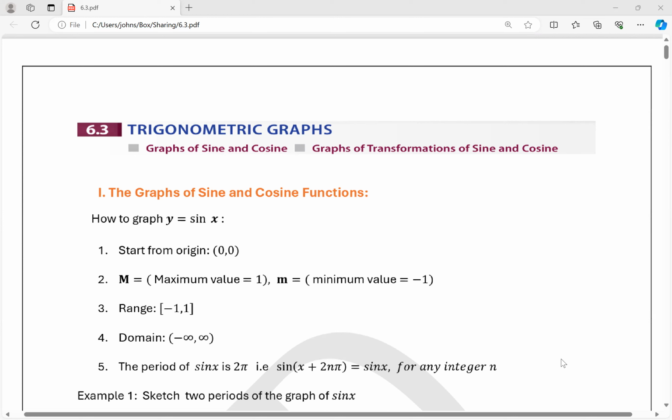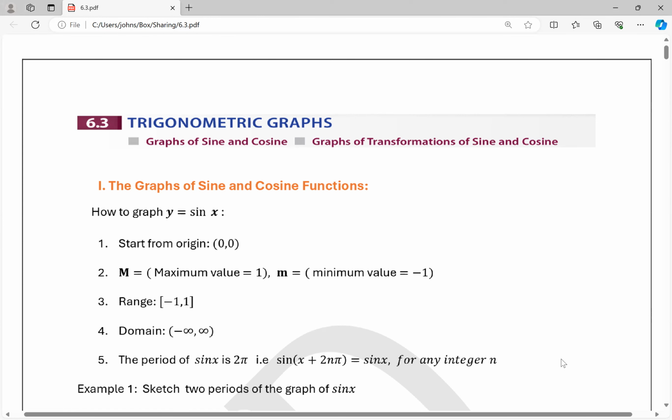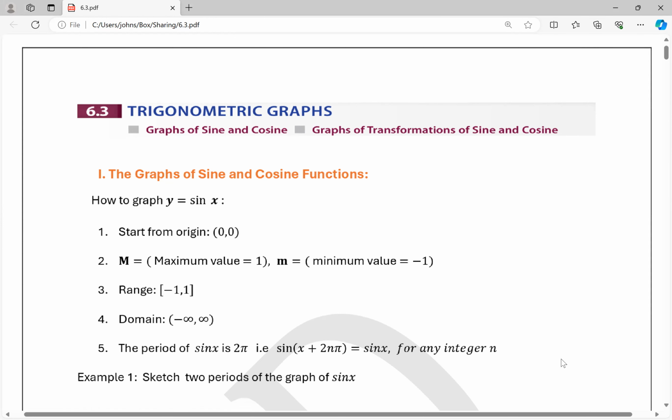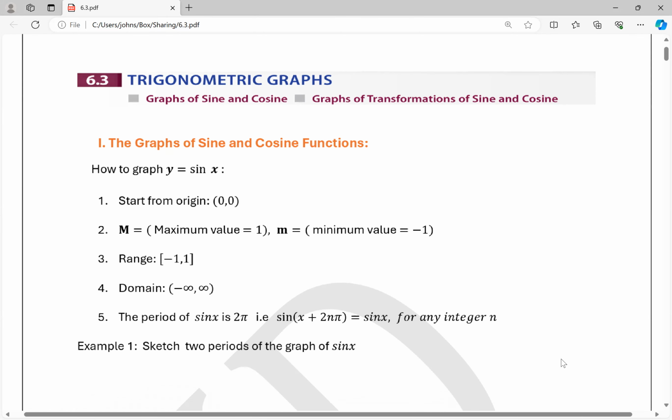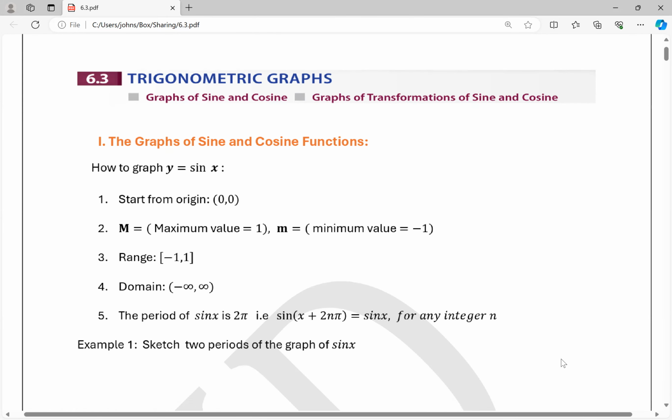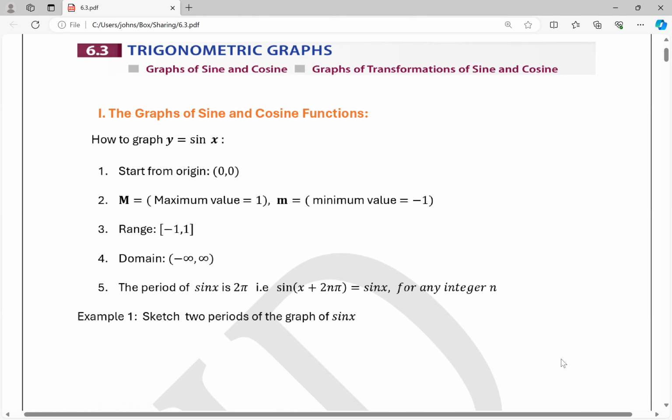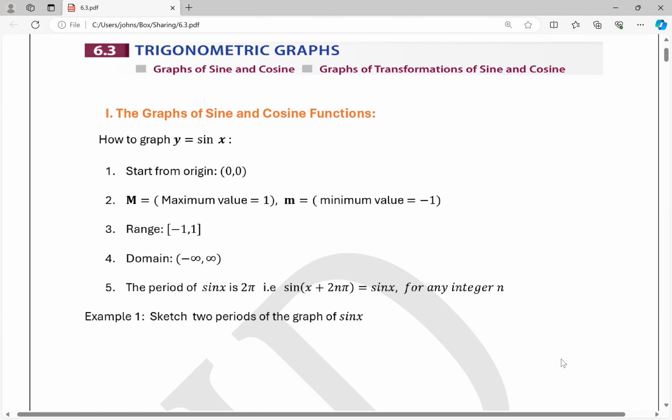Hello viewers. So in this video, we'll be looking at the trigonometric graphs. So we'll start with the simplest of them all, the graph of sine x and the graph of cosine x. For the graph of sine x, we always start from the origin, which is (0, 0).